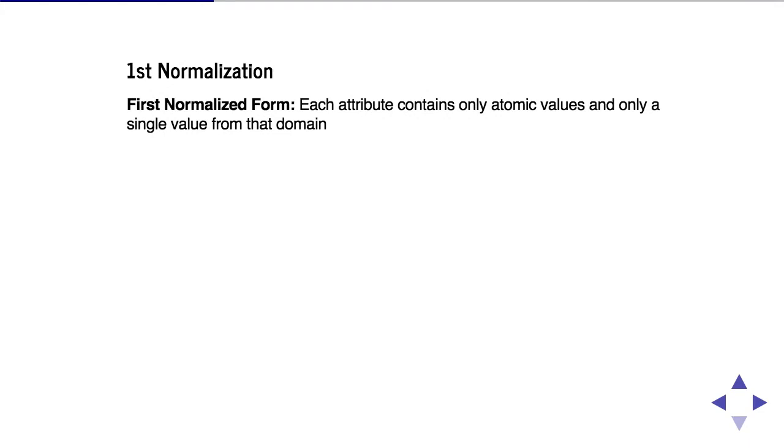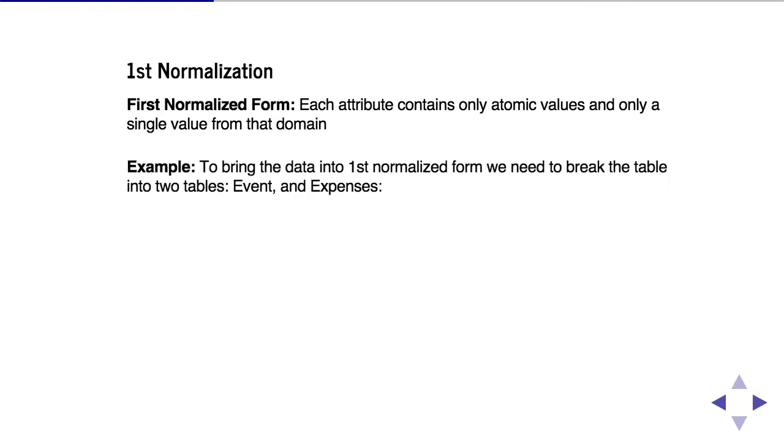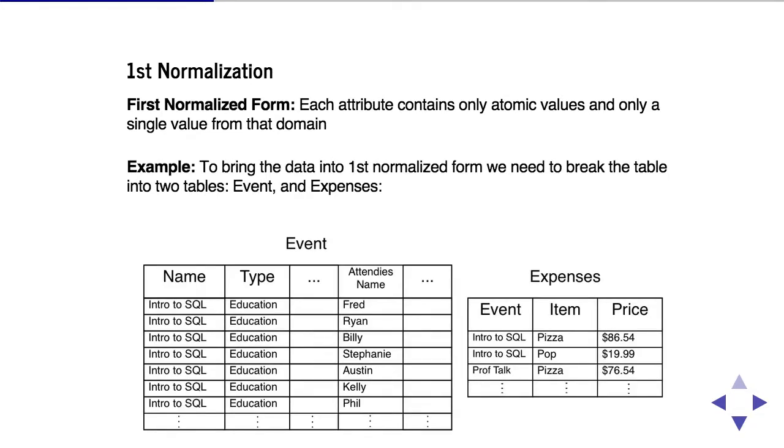So first normal form: each attribute contains only atomic values. We bring what we had before into first normal form. For an event, there's intro SQL education, then information on the event, then the attendee's name, and we have expenses, so there's no redundancy here. Well, there's less redundancy here.